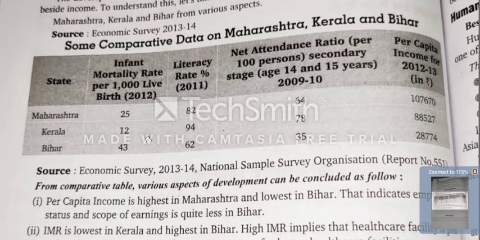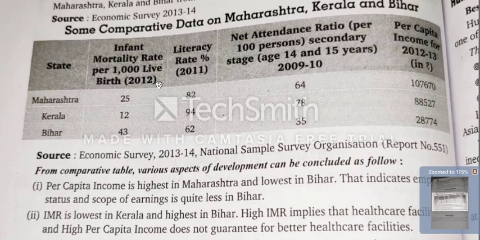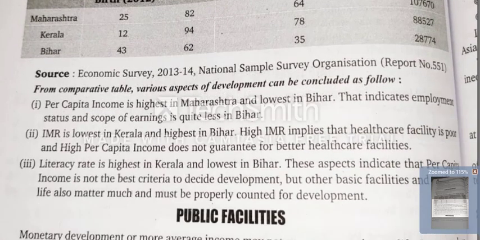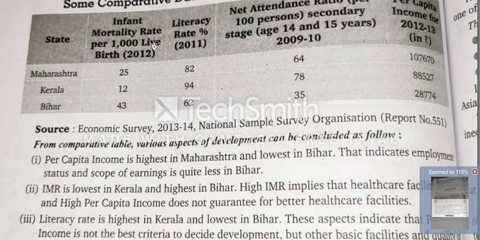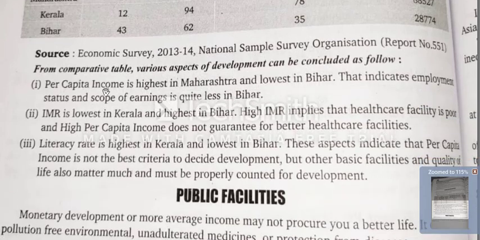IMR. IMR means infant mortality rate is lowest. Here one word I am using again and again, mortality rate. What is the meaning of mortality? Mortality means death rate. So if you see, IMR is lowest in Kerala and highest in Bihar. High IMR implies that healthcare facilities are poor, and high per capita income does not guarantee better healthcare facilities.